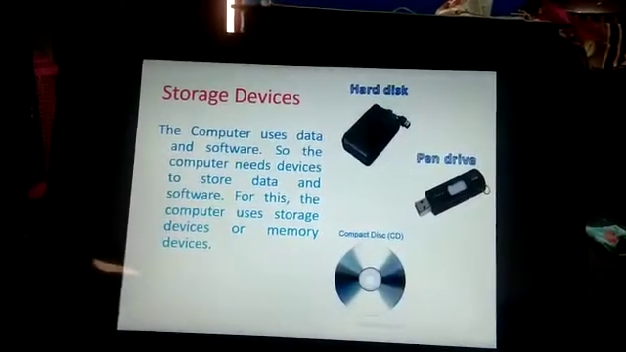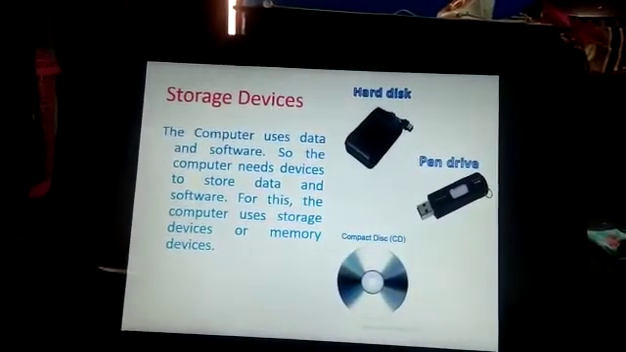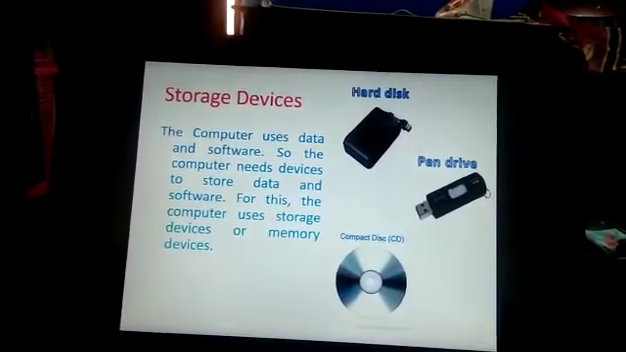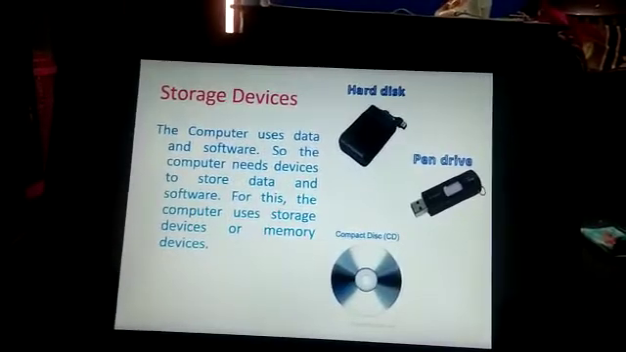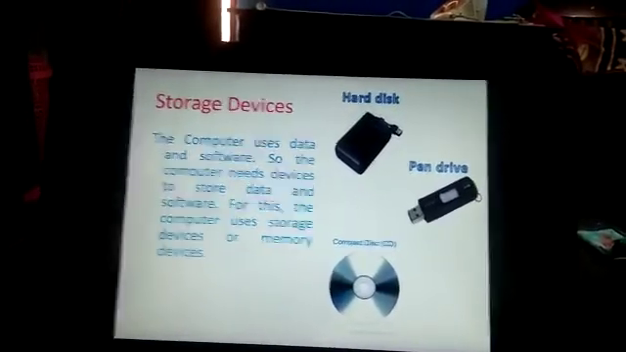Last is pen drive. A pen drive is a very small object but it can store a lot of information. It is very useful in moving data from one computer to another. So that is all for this chapter, hope you will understand.